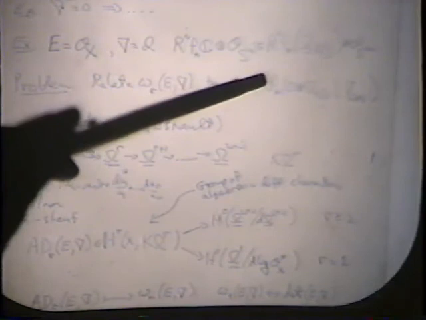Okay, so the problem then becomes we would like to relate these algebraic Chern-Simons classes for our bundle upstairs to the algebraic Chern-Simons classes we could define for these cohomology sheaves with their Gauss-Manin connection.